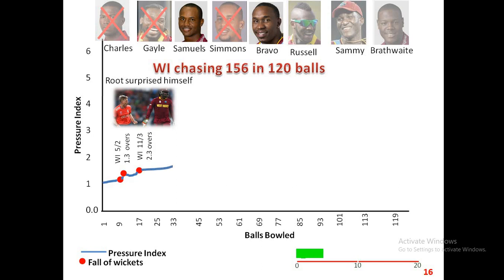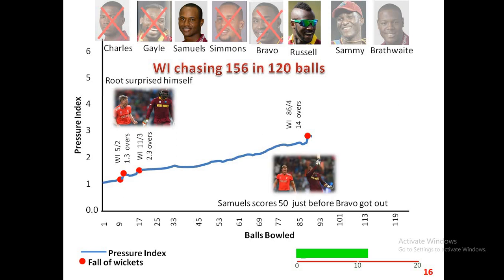West Indies were 11 for 3 in 2.3 overs, and then comes Samuels and Bravo for a big partnership of about 75 runs. By the time Bravo gets out, it was 86 for 4 in 14 overs. Samuels had just scored his 50, and then came the big hitter Russell. Unfortunately, after just a single hit, he also gets out. And then came Darren Sammy. Sammy could not last long. Now it is on Samuels and Brathwaite to take the match to the end.